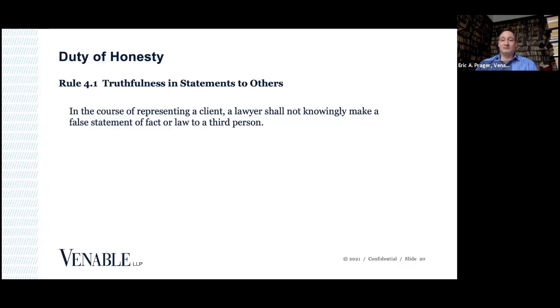And when I've given this presentation historically, I sort of observed here that as lawyers, I'm not sure whether we should be proud that we hold ourselves to a higher standard, or whether we should be embarrassed that it was necessary to make a rule about this. But either way, you should be aware that as a lawyer, you have a different obligation in terms of the statements you can make in the course of representing a client.